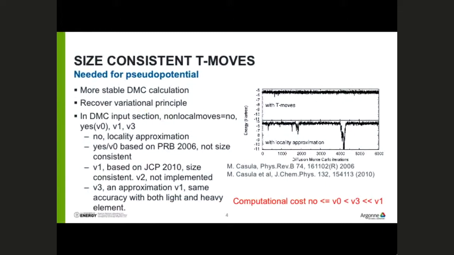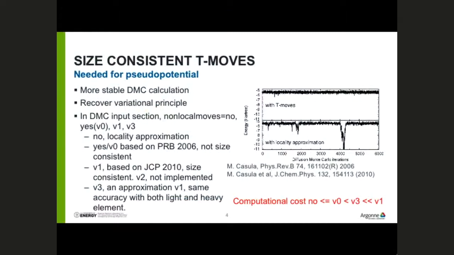So let's go through what T-moves are and what size-consistent T-moves are. With T-moves in DMC, diffusion Monte Carlo, it gives you back the variational principle and also improves the stability of the simulation. Without using T-moves, you will see those spikes and your population may easily blow up. But with T-moves, you have a more stable calculation. This affects pseudopotential calculations only. If you're doing all-electron, it's irrelevant.